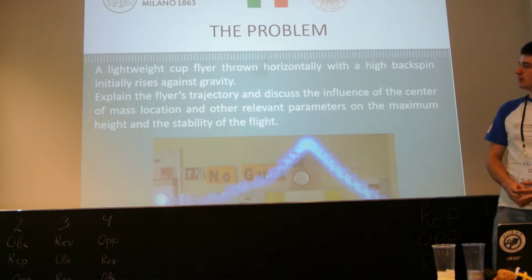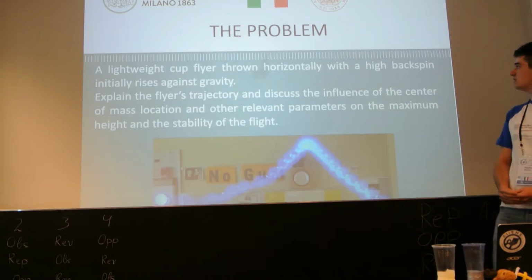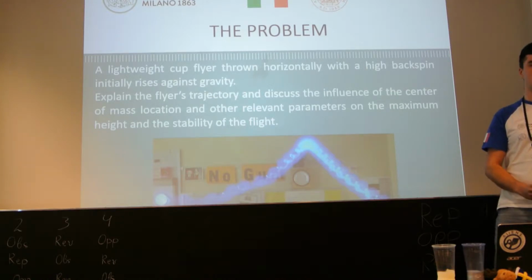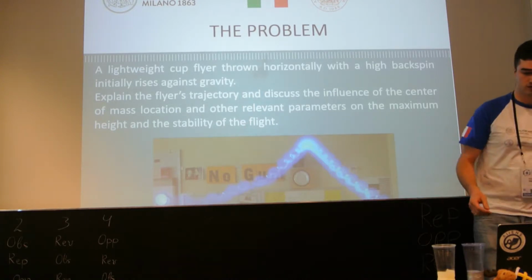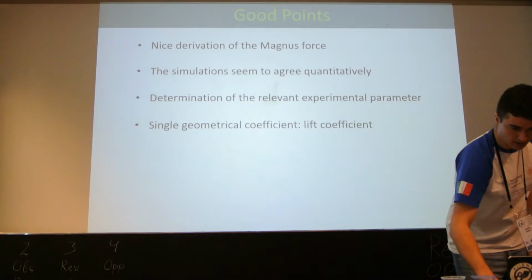A lightweight cup flyer is thrown horizontally with a high backspin, and we observe that it can rise against gravity. What we are asked is to explain the flyer trajectory, and especially to discuss the influence of the location of the center of mass and of other parameters on the relevant aspects of the flight.